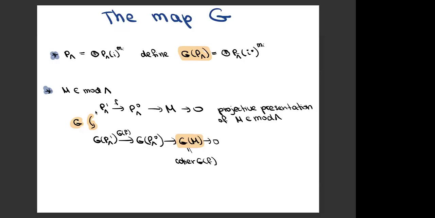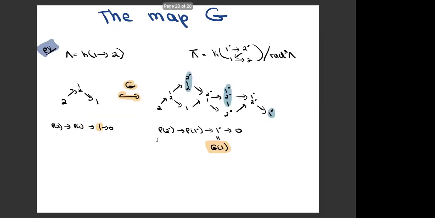Then I start with a projective presentation of M in lambda, and I apply G to the projectives here, and I also get an associated map from F to G of F. I take the co-kernel as before, and I declare this to be G of M. So G of M is the co-kernel of this G of F map between the projectives, which are again now projective injectives. Okay, so now let's look at this. This G is now definitely not an identity map.